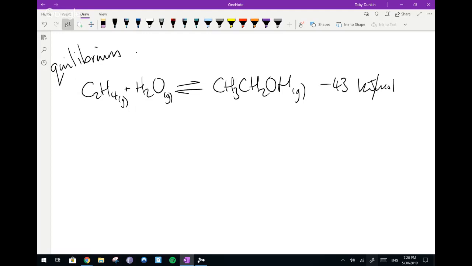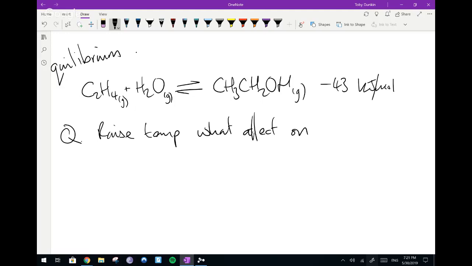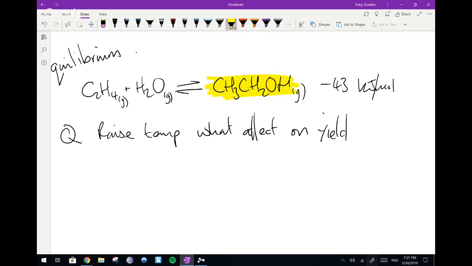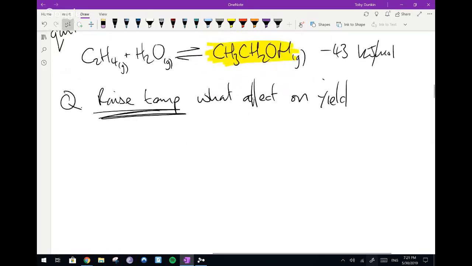Okay, so we know that when we get equilibrium questions, we're going to get: raise temperature, what effect on yield? So this is about how much ethanol we get out. This is the yield idea. So what we're going to say is we have raised the temperature and we're going to run COFS.